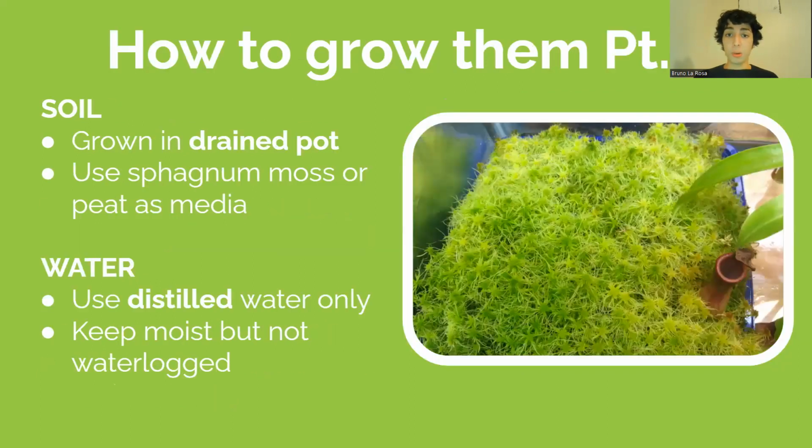Now, how to grow Venus flytraps and sundews? First, they require a certain kind of soil. They have to be grown in a drained pot because, like I said before, the water needs to flow through the roots and get rid of any excess nutrients. And also, the soil must be sphagnum moss, which is a type of moss that retains water really, really well.